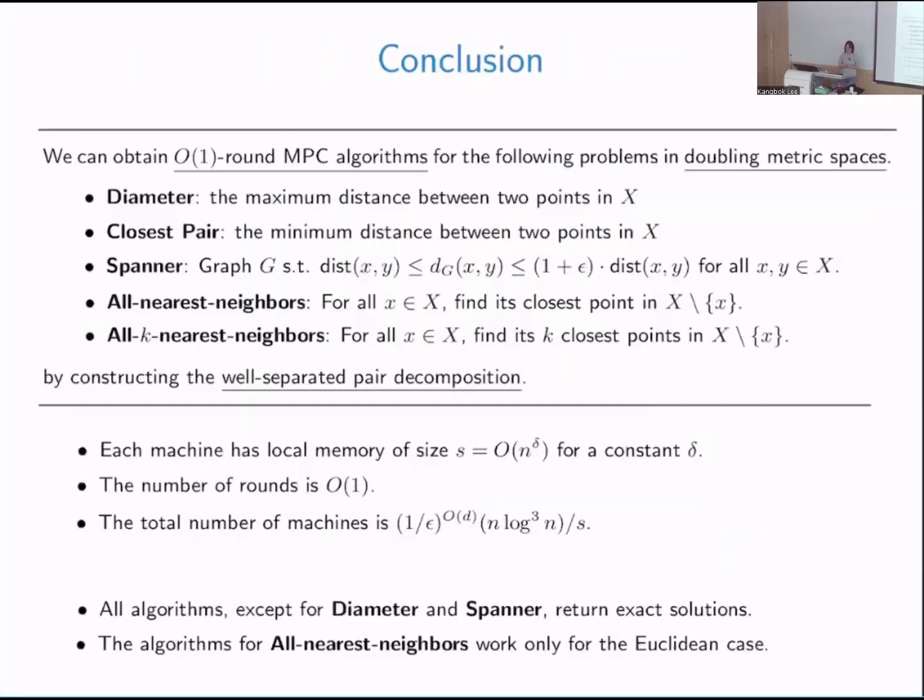And finally, we can obtain a WSPD in constant rounds using this number of machines. And the local memory space is n to the delta. Delta is the parameter we can control, we can choose. And using this, we can solve all those problems in constant rounds. Okay, that's it. Thanks for listening to my talk.